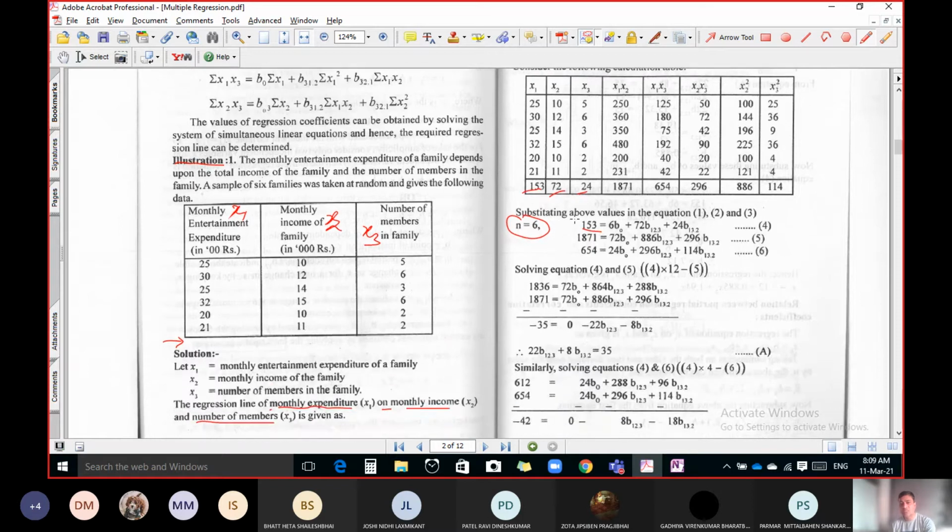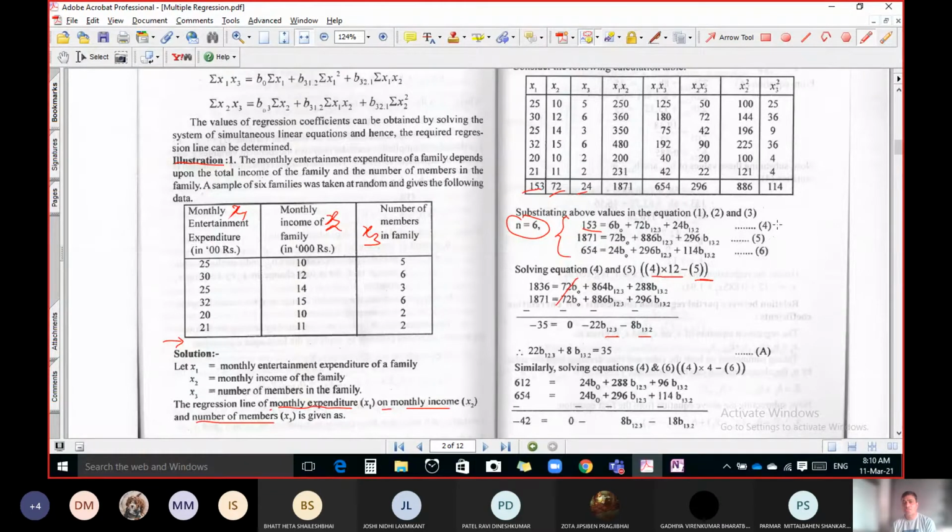Now once we have these 3 equations, solve those 3 equations. How to solve these 3 equations? By using the method of elimination. You know how to solve those 3 equations. So first eliminate b0. So multiply equation 4 by, see here the coefficient of b0 is 6 and here it is 72. So if you multiply this by 12 we get 72. So multiply equation 4 by 12 and subtract equation 5 from it. So we get another equation, here in this case b0 will cancel and we get another equation in the form of b12.3 and b13.2.